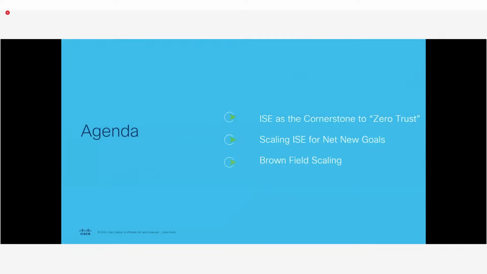So let's dive right into it. Let's talk a little bit about what scaling of ISE looks like and why it's so important. To start off with, ISE is kind of the cornerstone of zero trust.